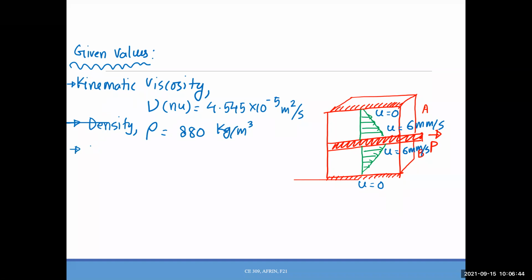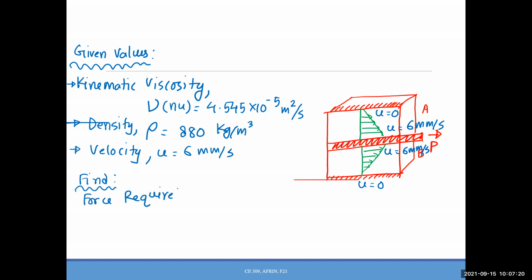We know the velocity, right? There is a slight difference between speed and velocity. Speed is directionless. In any direction, if you go some length over time, that will be the speed. But for velocity, you will have some direction. So 6 millimeters per second. Those are the given values. And we need to find what? Force required, right? This one.